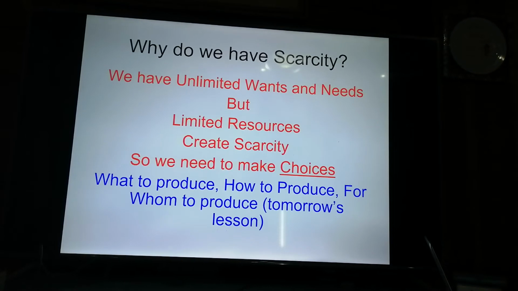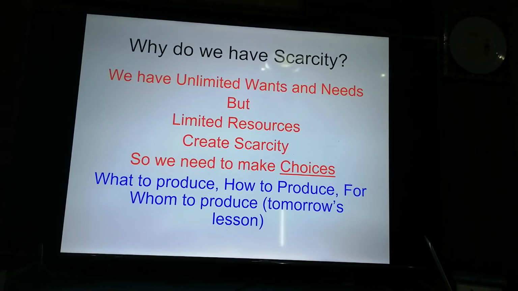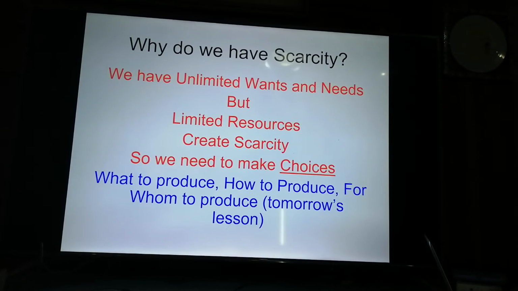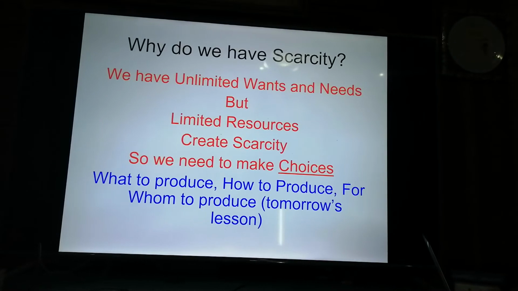Next: what to produce, how to produce, for whom to produce. That is tomorrow's lesson. What to produce: what kind of products are to be produced. How to produce: it refers to the method of production. For whom to produce?